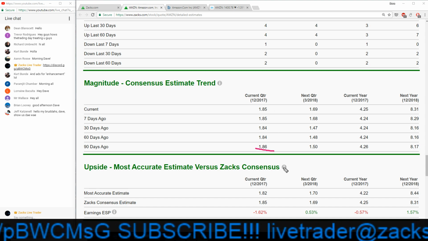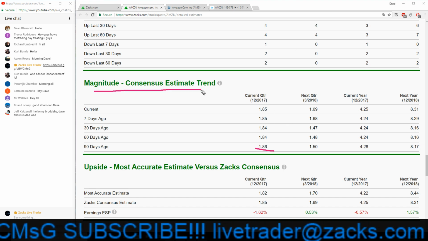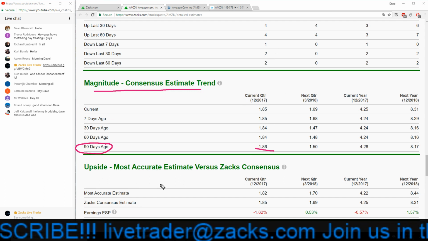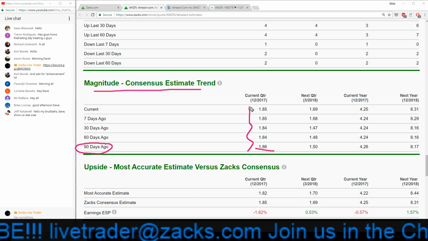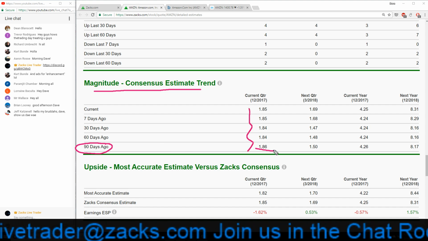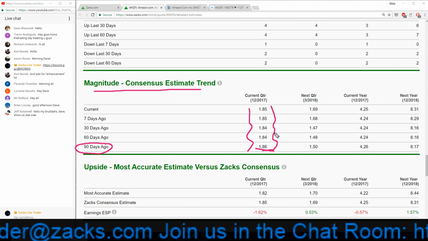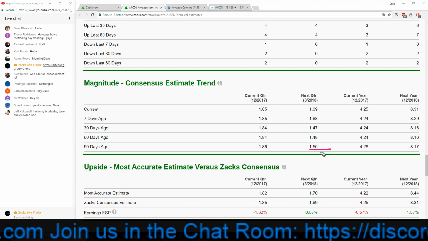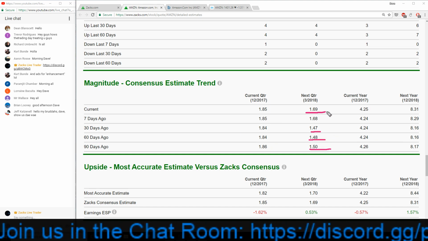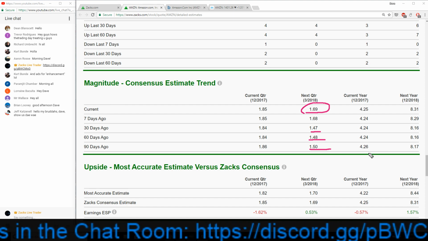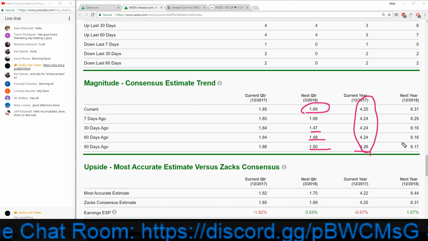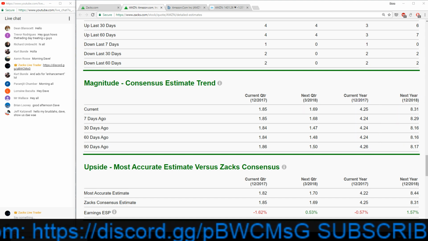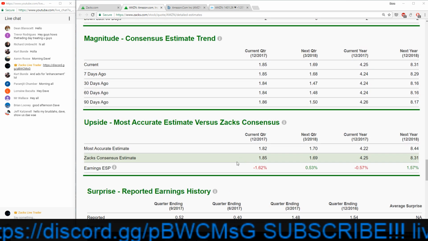But these estimates have sort of moved. So you can see this is the magnitude of our consensus estimate trend. This shows you historically where those estimates were and how they've evolved over the last 90 days. So current quarter's basically been stagnant, $1.86 to $1.85. There's nothing going on over there. Next quarter has gone from 150 to 148 to 147, now a jump to 169. Current year though hasn't moved at all. But next year getting a little bit more bullish, a little bit of sunshine there on the consensus numbers.